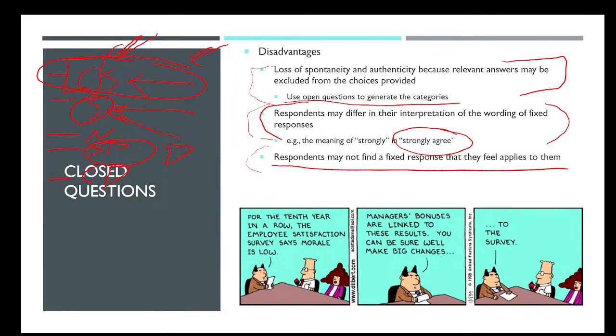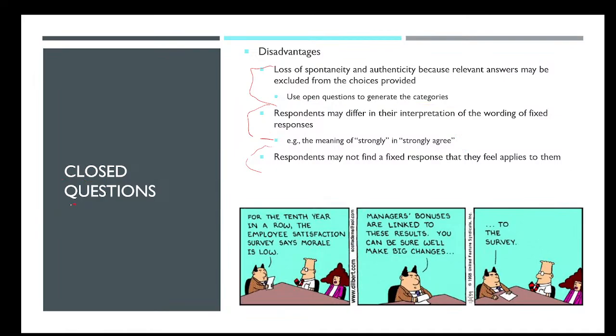Sometimes people just don't find a response that they feel applies to them. This is especially true on a scale like I just said: strongly agree, agree, disagree, strongly disagree. If people lack, say, a neutral option, then they might not know how to respond, because sometimes you just don't have a strong feeling about something, so you might not find a fixed response that fits you.